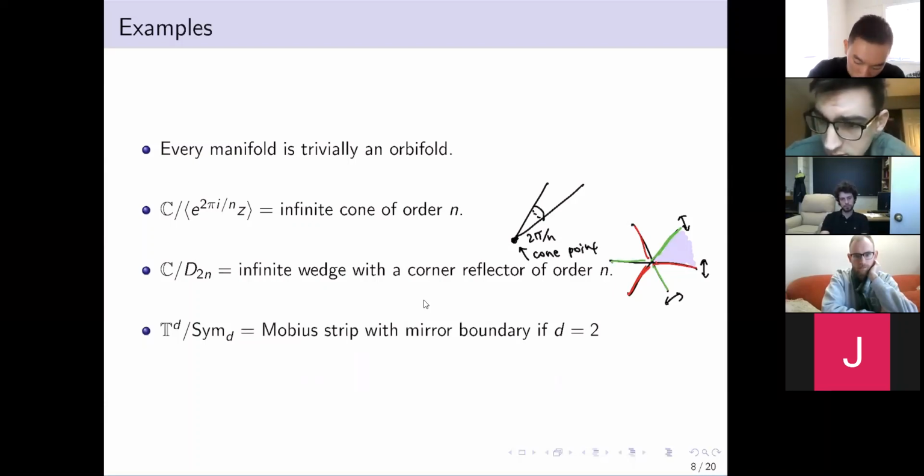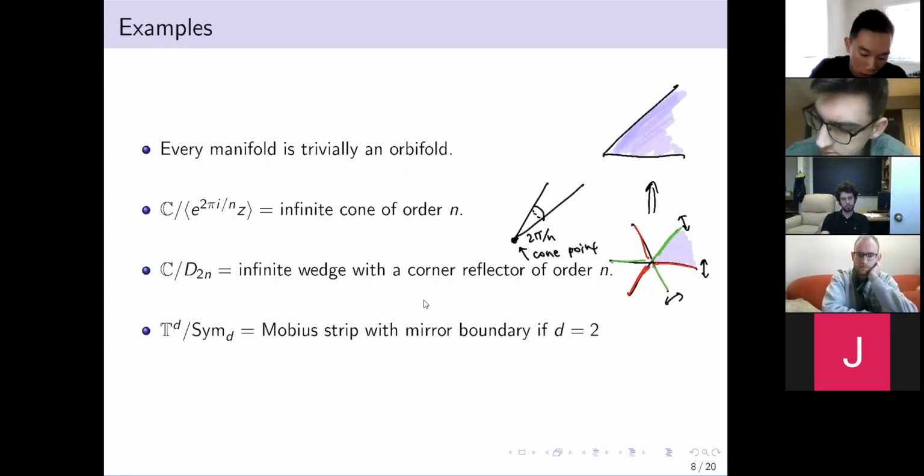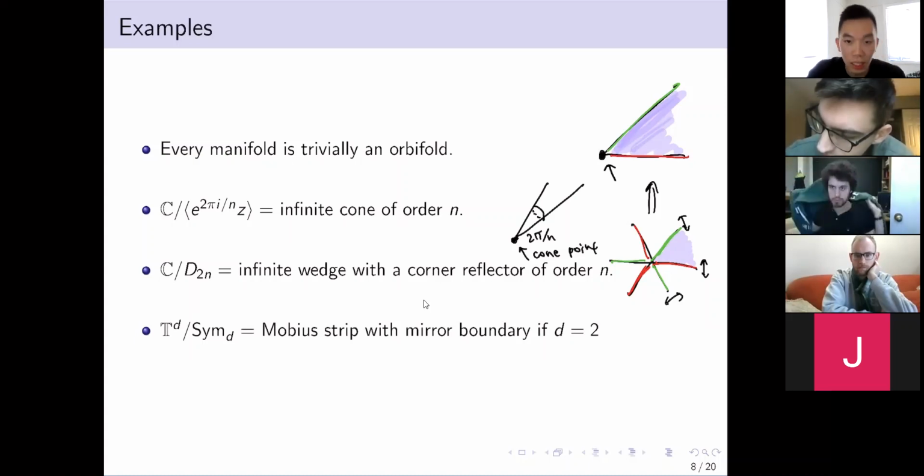So what I'm trying to say is that if I quotient it under the dihedral group, I'm going to get a topological closed sector, something like that. Notice that I don't glue the two boundary edges, so these two are actually different. This point over here is what I call the corner reflector of order n. It's basically a corner of two reflection lines. The green and the red one are called mirror lines.